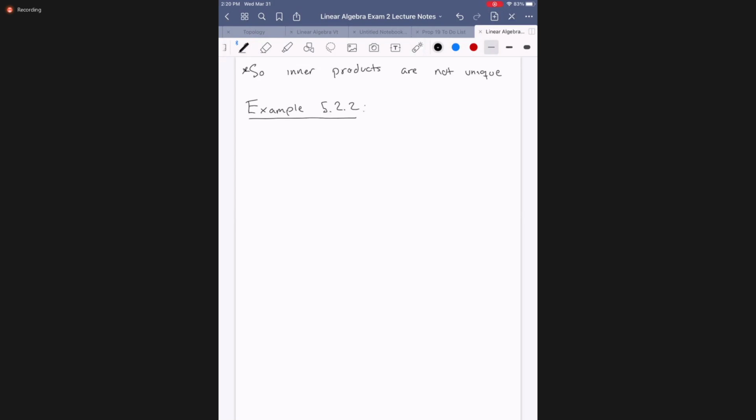So maybe define, again, let's say on R2, as, I don't know. Oh, I guess I should maybe do R3. That's the inner product of U and V equal to U1 V1 minus 2U2 V2 plus U3 V3. Is this an inner product?